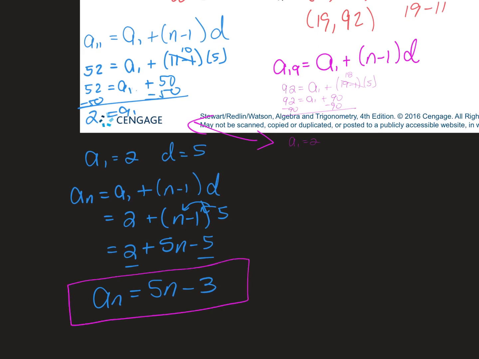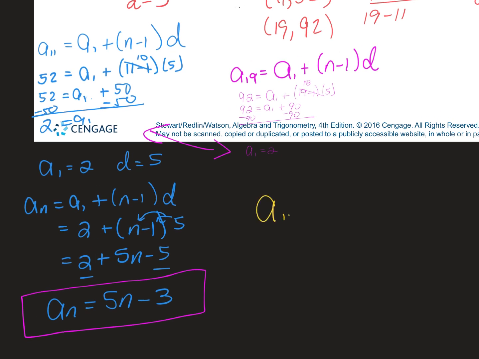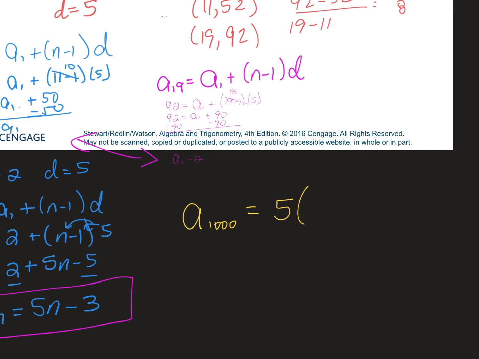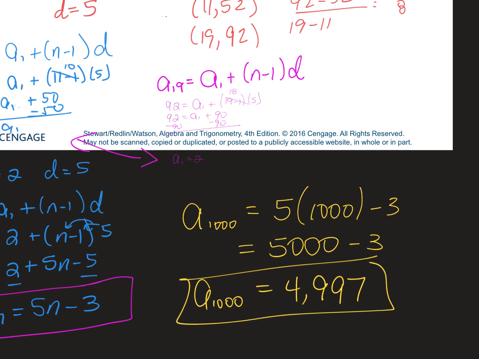So now, if I'm asked to find the 1000th term, I say, okay, a sub 1000 equals 5 times 1000 minus 3. So I have 5,000 minus 3, and I find out that the 1000th term of this sequence is 4,997.